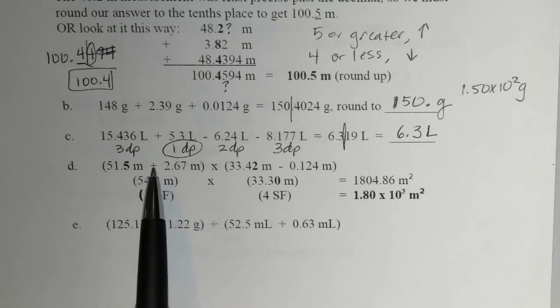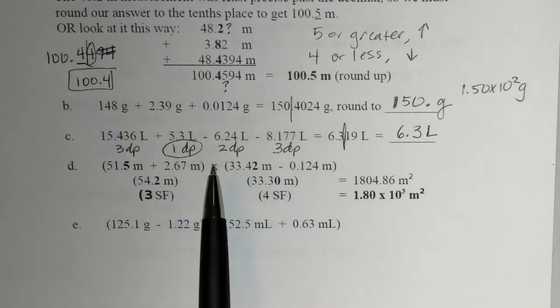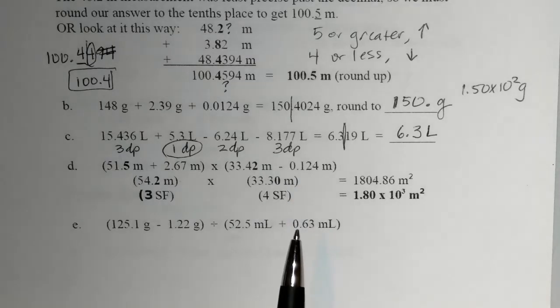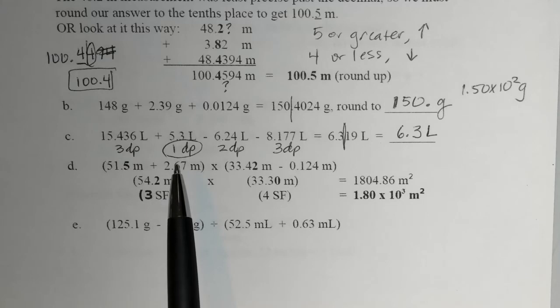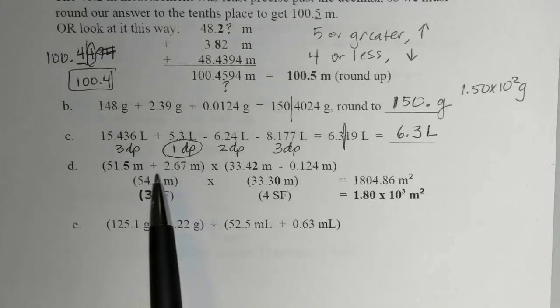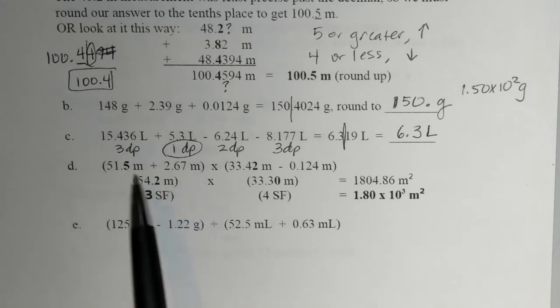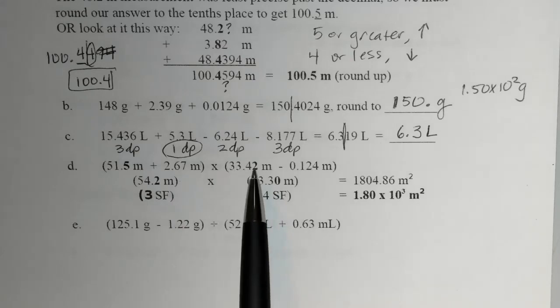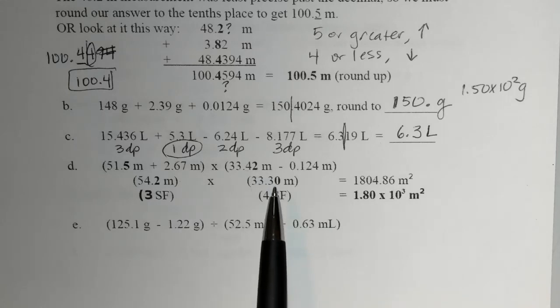Then for D and E, all right, for D, we have a mix of operations. In the parentheses, we have an addition step, and then we have multiplication, and then another set of parentheses with a subtraction. And order of operations tells you you've got to do what's in the parentheses first. So when I add 51.5 and 2.67, I round it to the tenths place because of my 0.5. I can only go 1 decimal place there. In the second parentheses, 33.42 minus 0.124. The 0.42 has 2 decimal places. That's limiting how far I can go. So my answer to that second parentheses would be 33.30, 2 decimal places.